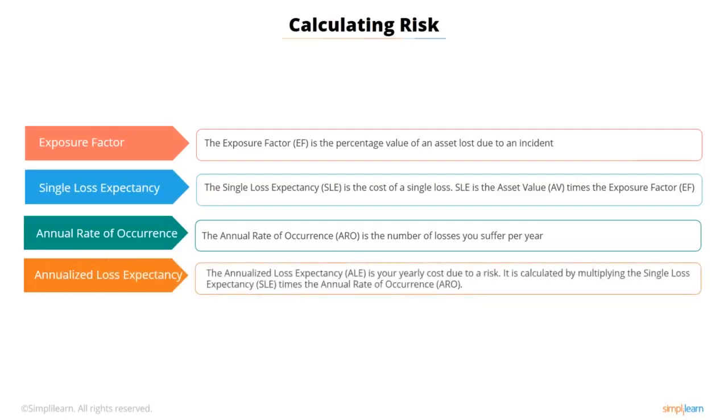That's the yearly cost due to a risk. You take the single loss expectancy times the annual rate of occurrence. And normally this is done per asset per risk. In other words, the web server and denial of service attacks. What's the annualized rate of occurrence? What's the annualized loss expectancy? Now, the reason we do this is we can now calculate the cost effectiveness of mitigating controls.